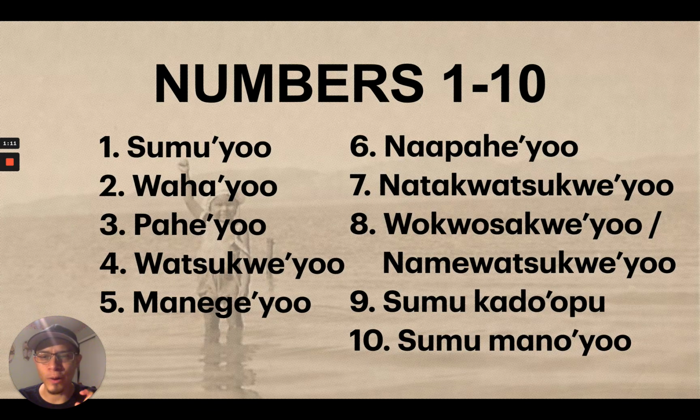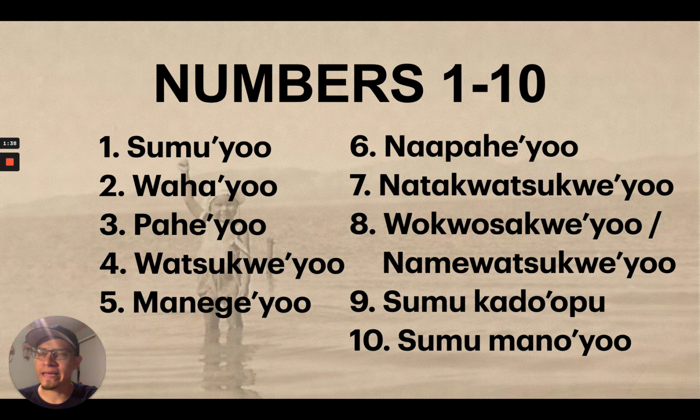So here we go. Number 1, Sumu'yoo. 2, waha'yoo. 3, bahit'yoo. 4, watsukut'yoo. 5, manigit'yoo. 6, napahit'yoo. 7, natakwatsuku'yoo. 8, wokosukut'yoo, or namiwatsukut'yoo. There are 2 different ways of saying 8. 9, sumukarup. And 10, sumumano'yoo.